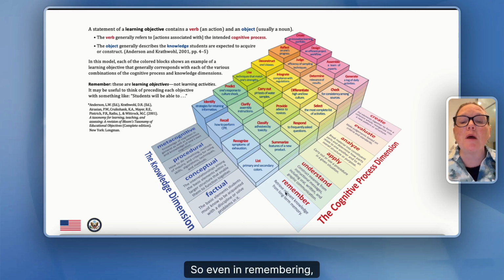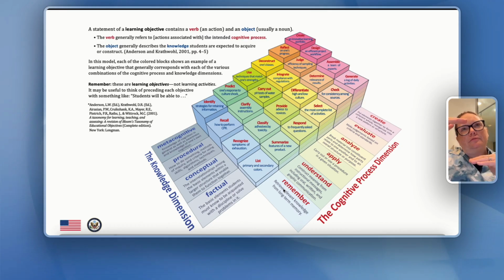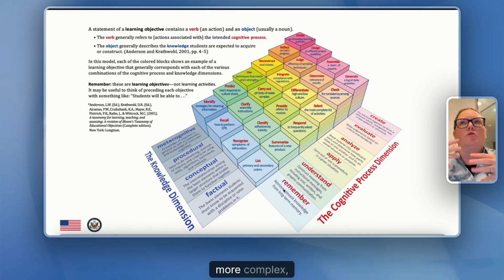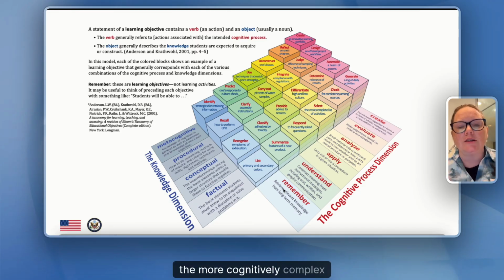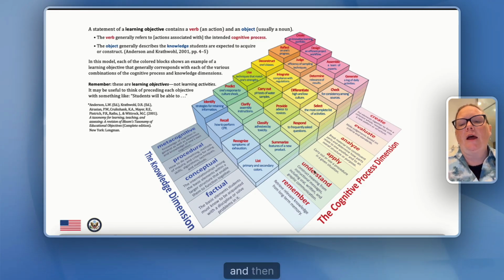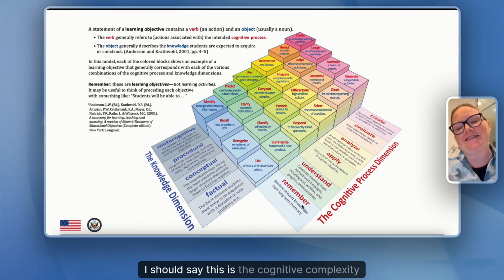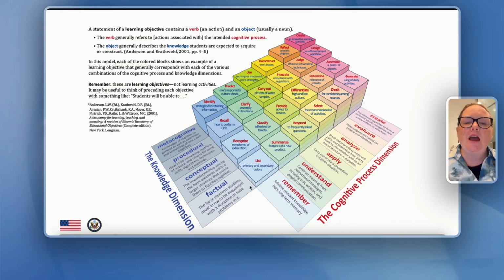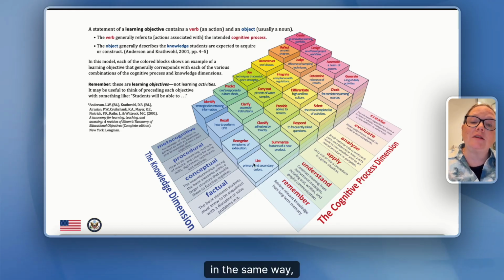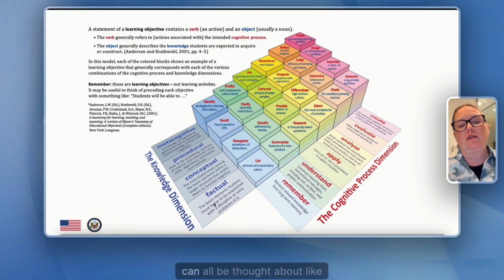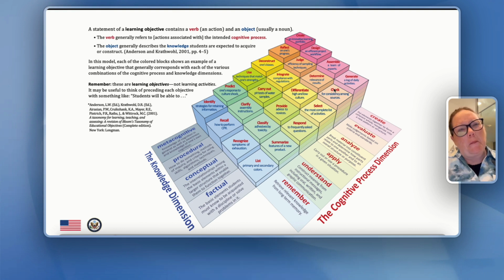So even in remembering, there's the easier ones and the harder ones, or the more cognitively complex. And then the deeper the knowledge, I should say. This is the cognitive complexity. And factual in the same way, like listing, summarizing, responding, selecting, checking, and generating can all be thought about at that basic factual level.